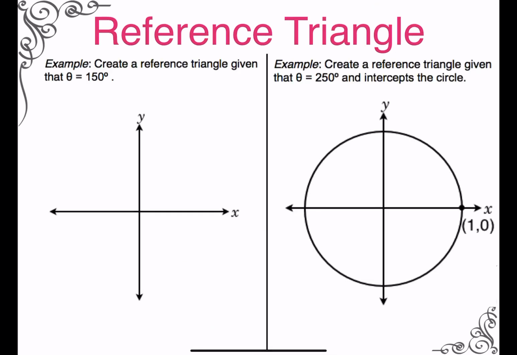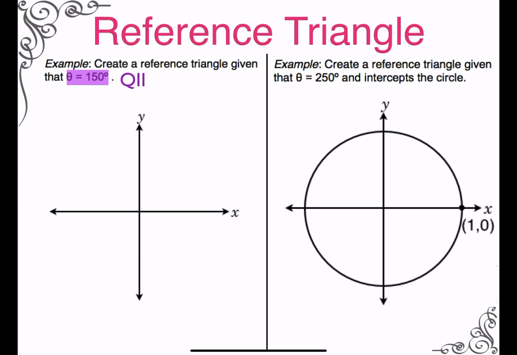All right, so for these two examples, we're going to be asked to create a reference triangle given that we have a theta angle of a certain measurement. So for the first example, it says create a reference triangle given that theta equals 150.